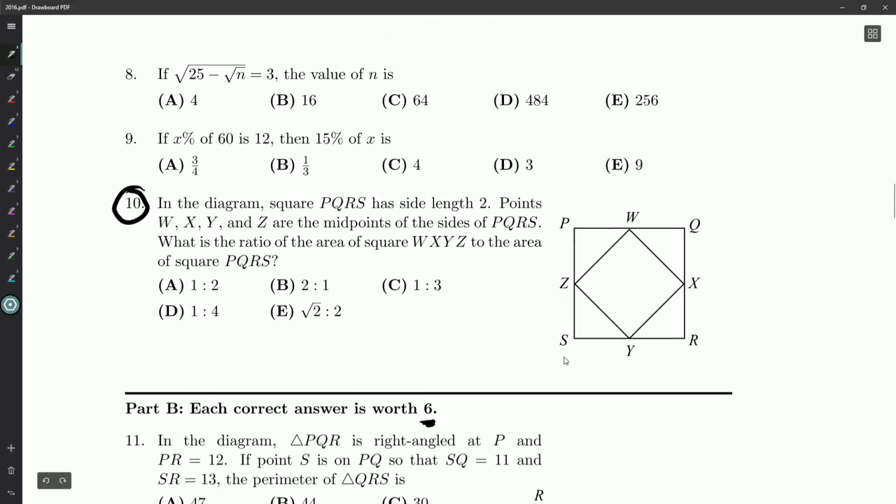Practice really does make perfect, and it really helps to figure out what sort of mistakes you make, and where you are slow versus where you are fast on the contest. Okay, but let's actually get through Part A with question 10 here.